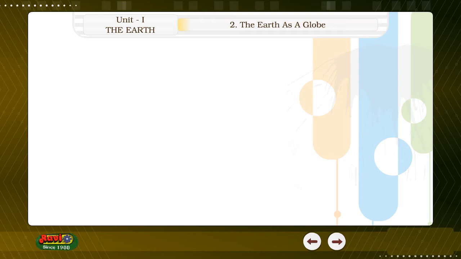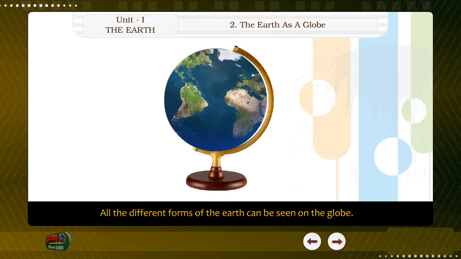The globe looks like a big ball, just like the Earth. We can only see one half of the globe at a time. When we rotate it, we can also see its other side. All the different forms of the Earth can be seen on the globe.